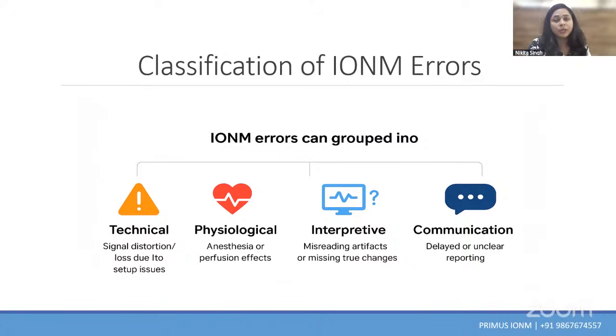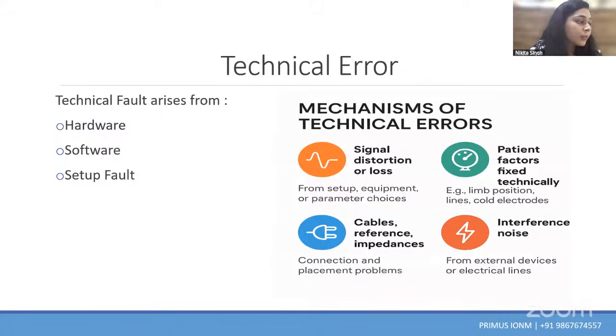So let's start by discussing the first IONM error, that is the technical error. In technical error, the main focus is faults arising from the hardware, software, and the setup. Hardware is basically when your system is not working properly or is at fault. Software is when the software is not loading properly and it is showing you an error. And the setup fault is when the technicians misplace the montages, and the right lower limb or right electrodes are placed into the left and the left is placed into the right differential amplifier system.